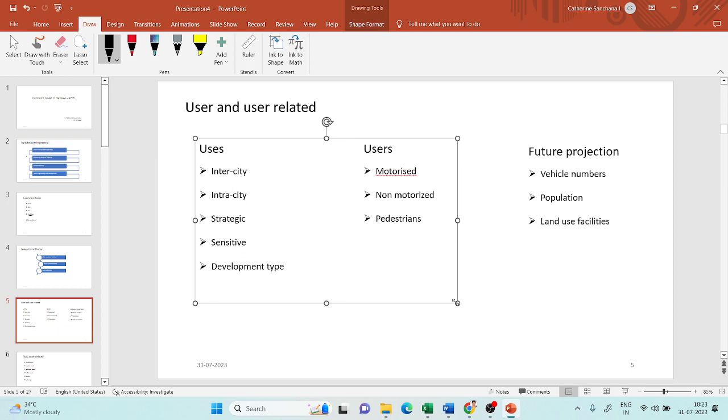And moving on to users. So as I said earlier, the users can be us, the pedestrians, or motorized traffic such as vehicles, two-wheelers, cars, trucks, and so on, or non-motorized traffic such as bicycles. Now, why do we need to know the users of the road for geometric design? Because each one will have different properties.